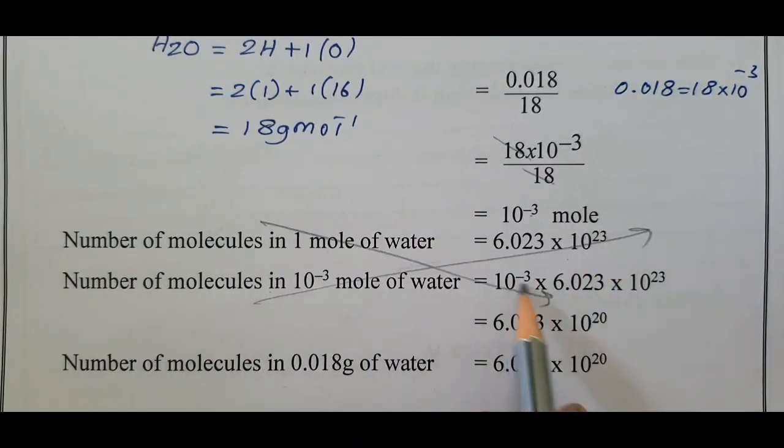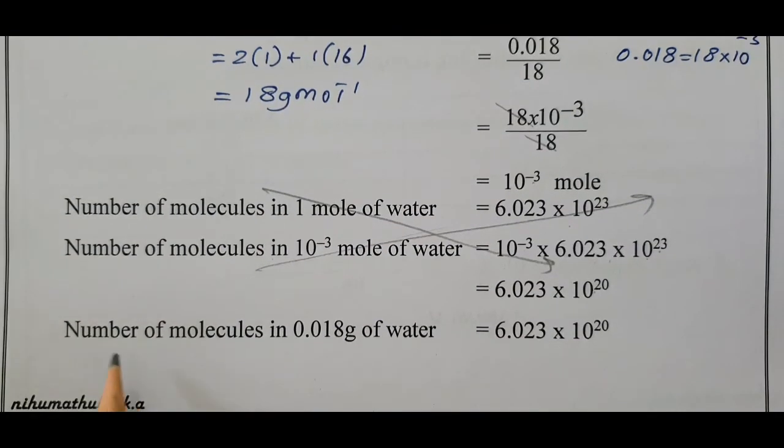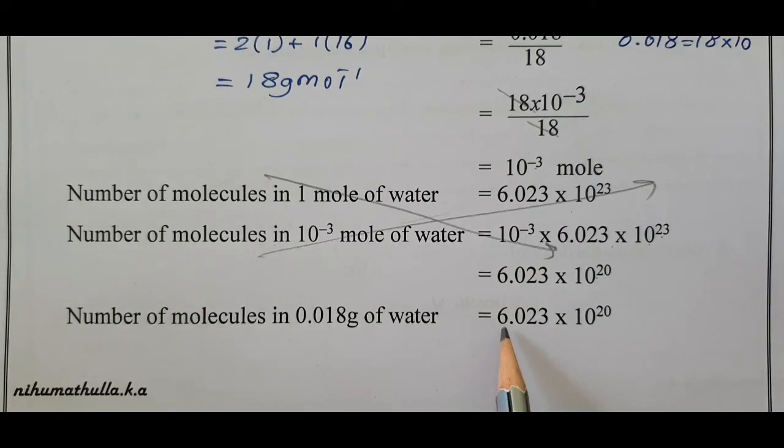10 power minus 3 into 6.023 into 10 power 23. 10 power minus 3, 10 power 23 get cancelled to 10 power 20. Therefore, number of molecules in 0.018 gram of water is 6.023 into 10 power 20.